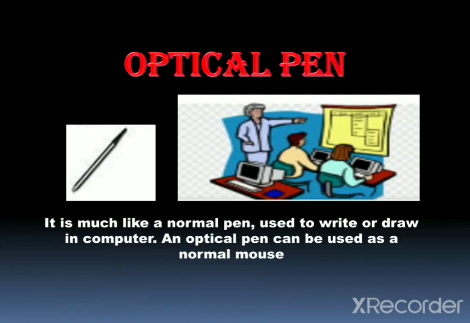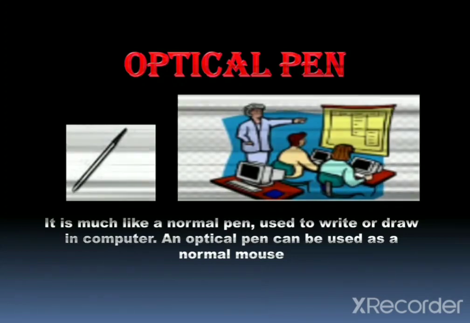So this is an optical pen that we can use on the computer screen. Whatever you draw with this light pen, the signals will go inside the computer. So it is an input device.